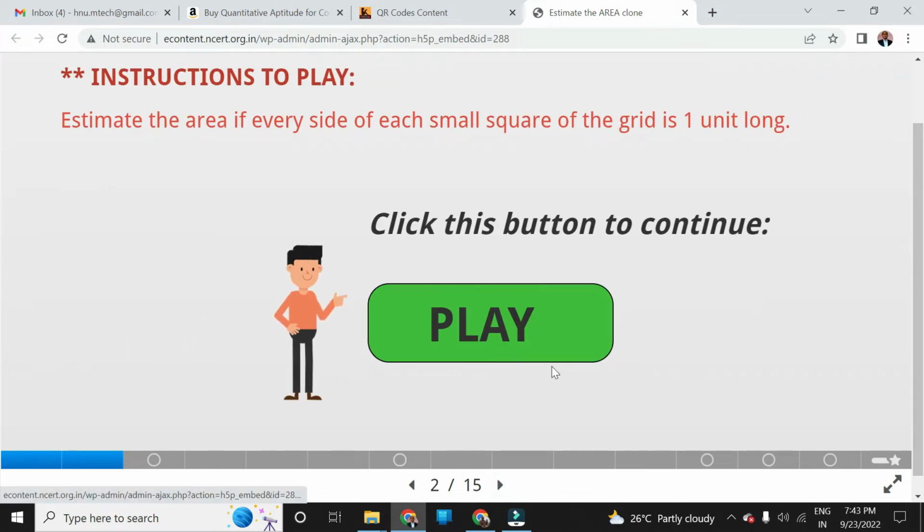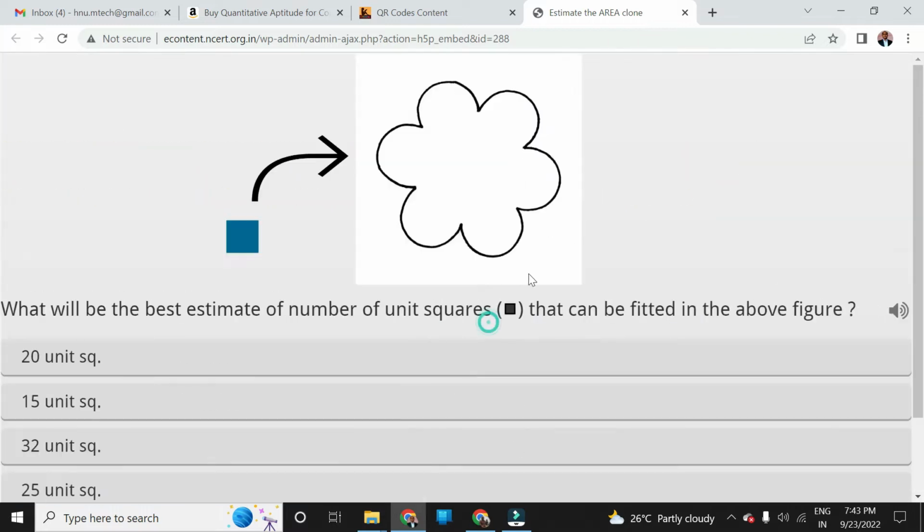So, instructions to play. Estimate the area if every side of each small square of the grid is 1 unit long. Okay, so there is a square which you are going to see, if each small square of that particular grid is 1 unit long. So let us play. You will come to know what this statement means in the upcoming 2-3 minutes. What is the best estimate?